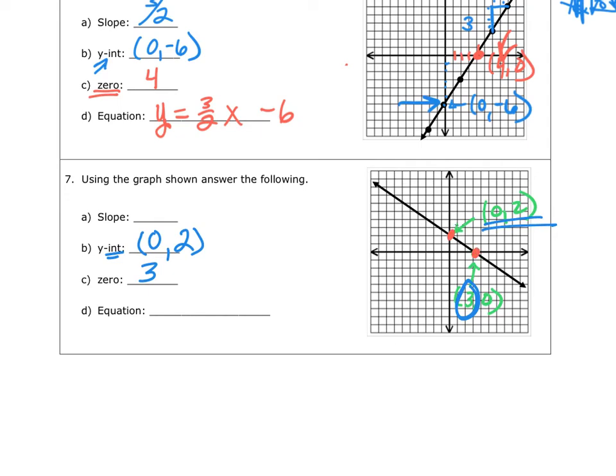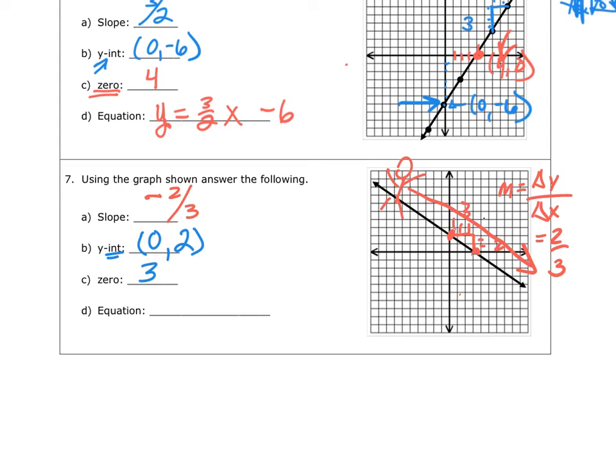Let me erase this stuff just so it doesn't get in our way. All right, and I'm going to draw my triangle. That's up 1, 2, and then over 1, 2, 3. I know my slope is the change in y over the change in x, so that's 2/3. And if you look at this graph, if we read the line from left to right, it's going down. So I know it's negative 2/3.